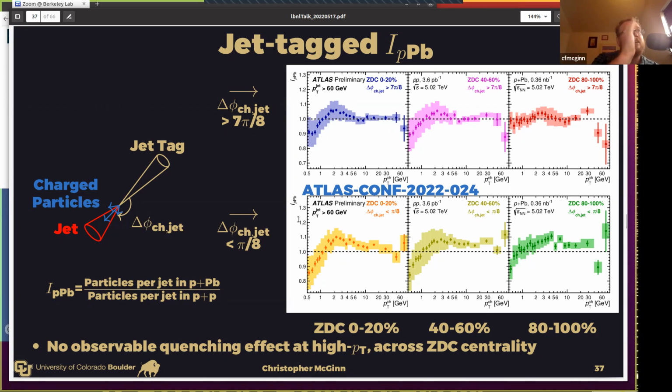Yep. And then again, column-wise is just different activity selections, which reminds me, I should have noted this: the bottom panel, even though we see an excess, already said that's not consistent with quenching. Another notable thing is it's relatively constant across the centralities, right? There's no centrality dependent effect observable there.